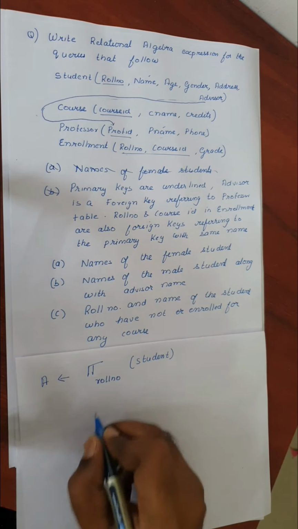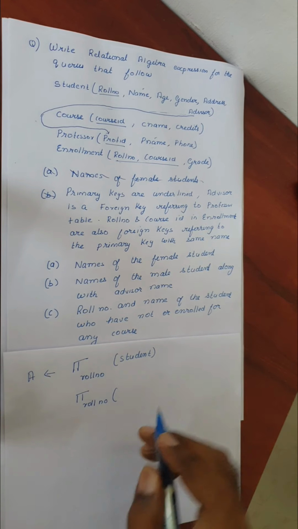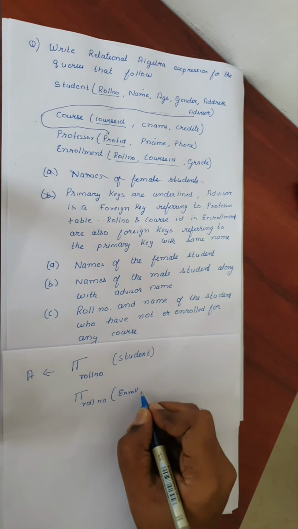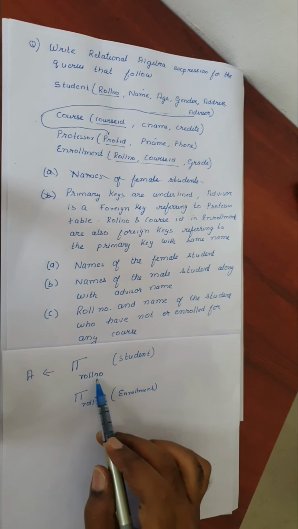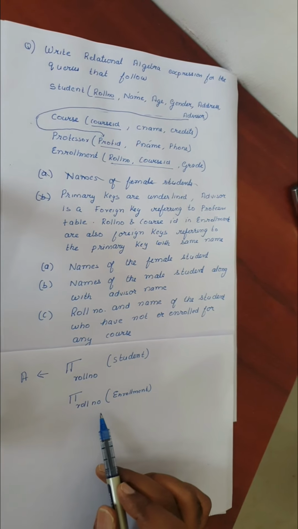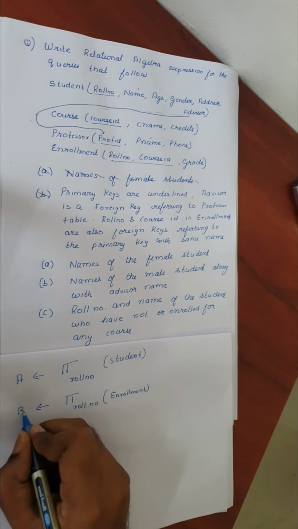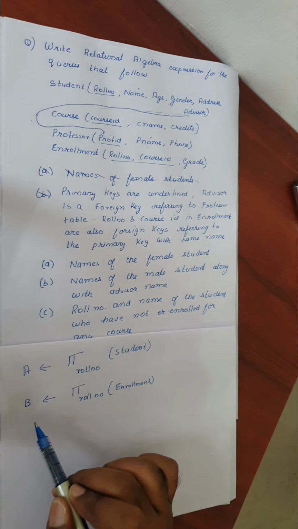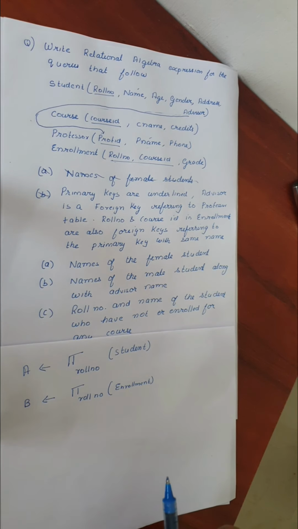Clear? Next, pi of roll number of which one? Enrollment. Okay, so this selects the roll number of the entire student. This select the roll number of the students only enrolled for the certain courses. Okay, so this will be stored in the intermediate result B, intermediate relation B. Okay, so when we perform A minus B, what we will get?